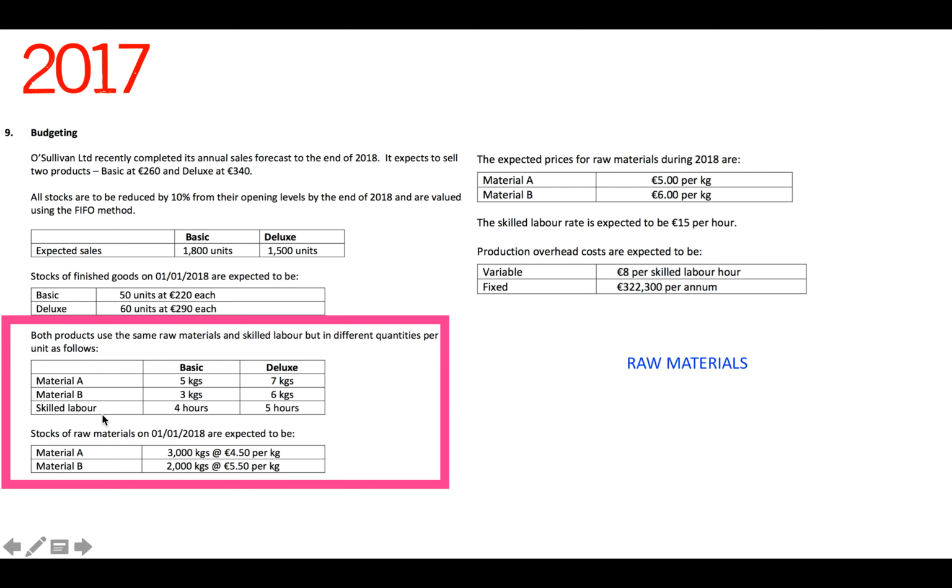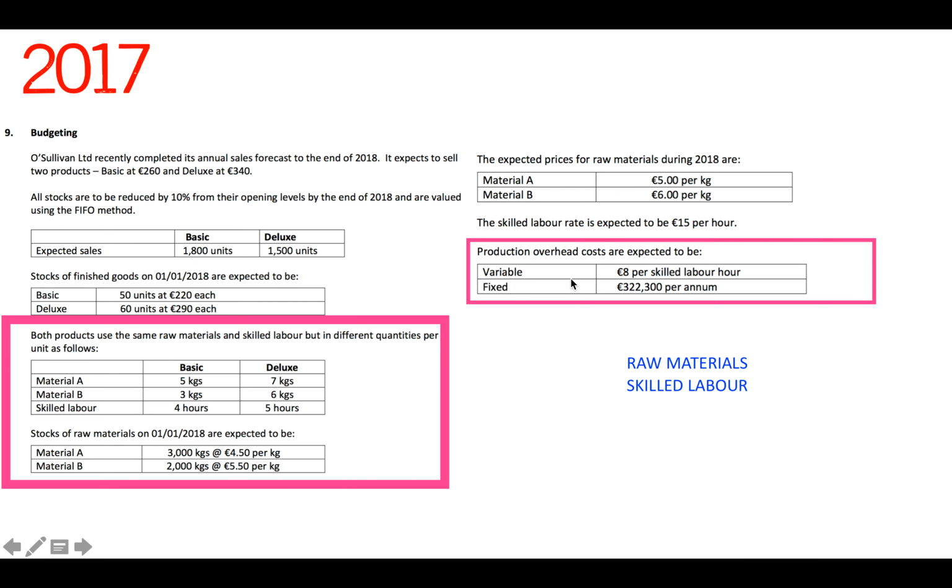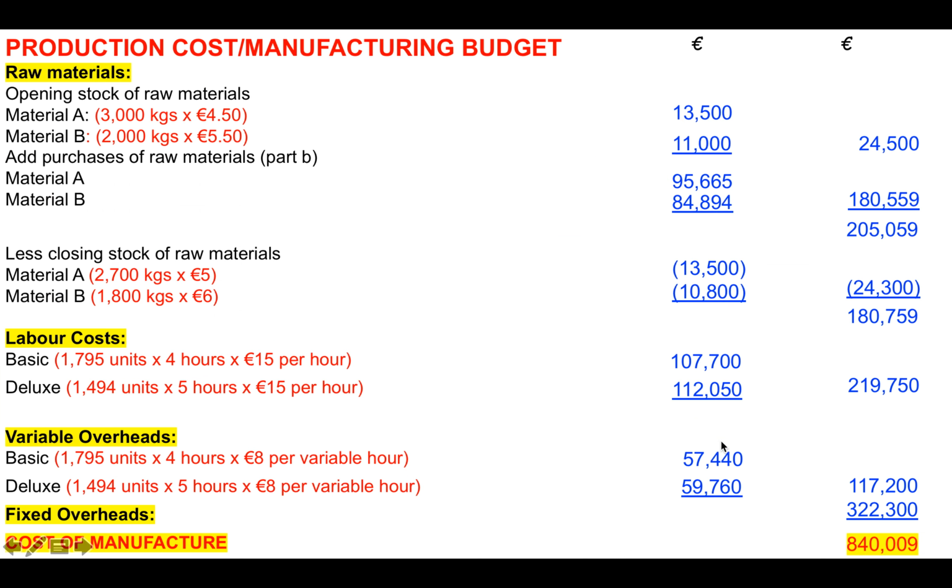Then you can see here we have skilled labour. So skilled labour is going to be another cost. If we look at the end of the question, we can see variable costs there, and we also have fixed costs there as well. So we've got 4 types of costs that we'll have to incorporate into our manufacturing budget or our manufacturing costs. So we've got raw materials, skilled labour, variable overheads and fixed overheads. So our production cost manufacturing budget is going to look like this at the end of the day.